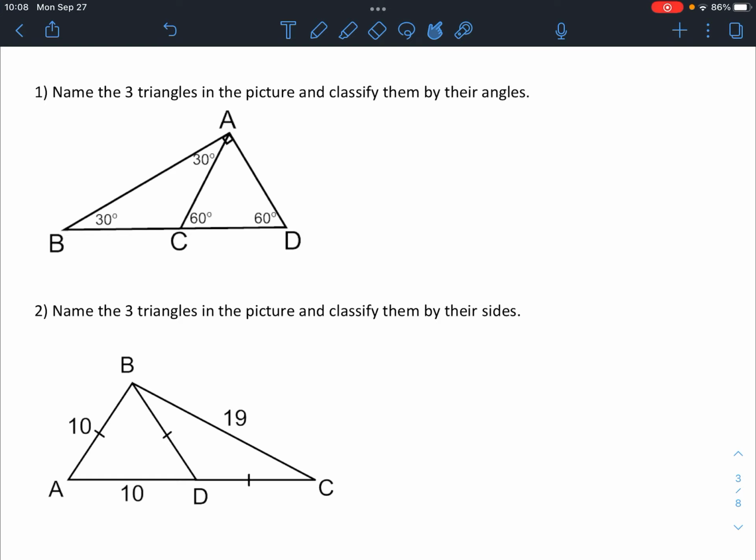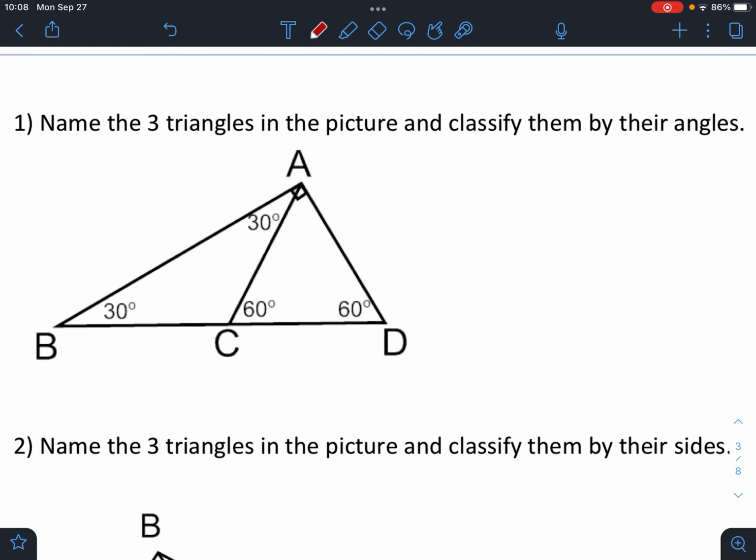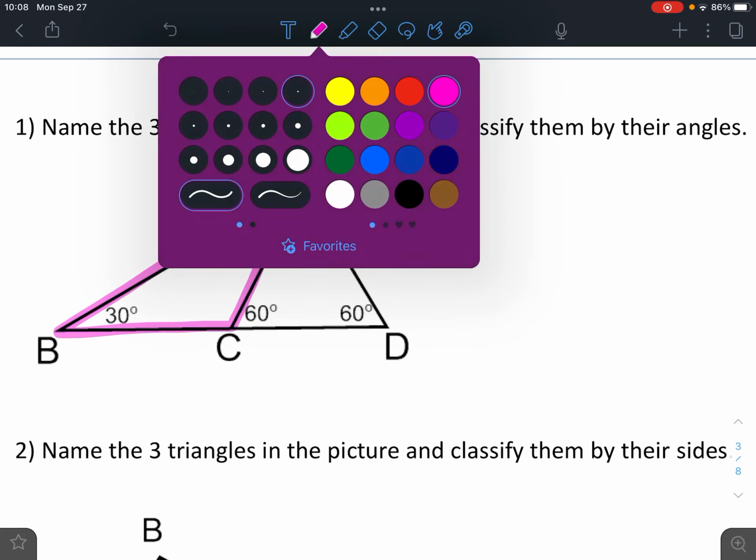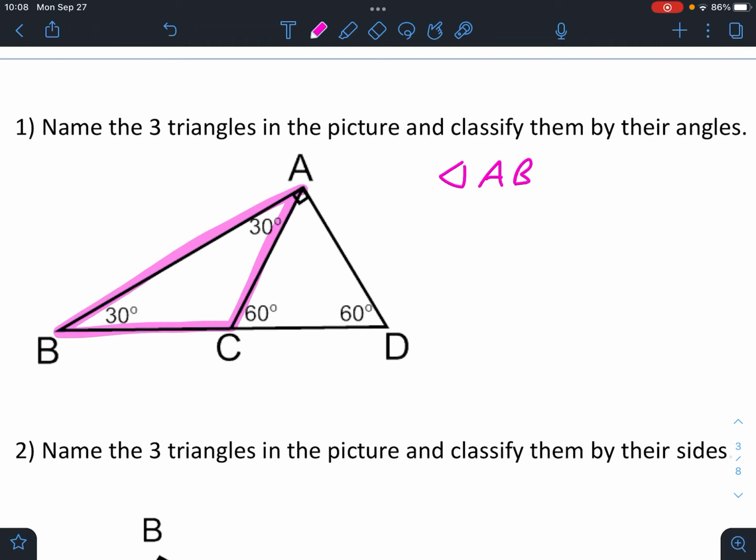All right, so we're going to take a look at a couple problems here. It says name the three triangles in the picture and classify them by their angles. So we see one triangle over here. That's triangle ABC. And let's take a look at their angles. Well, we got 30 and 30, and then we're missing one here. So remember, this is a linear pair, so we have to add up to 180. So we do 180 minus 60 to get this angle is 120. So therefore, that triangle is an obtuse triangle.